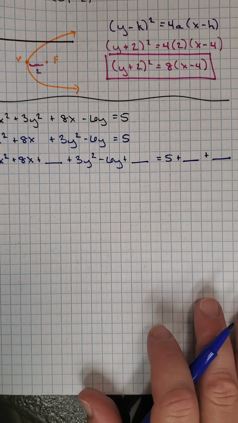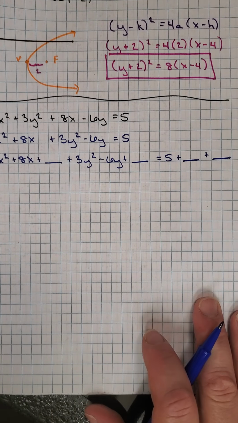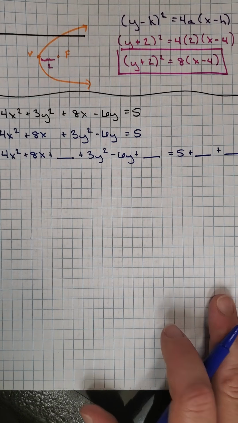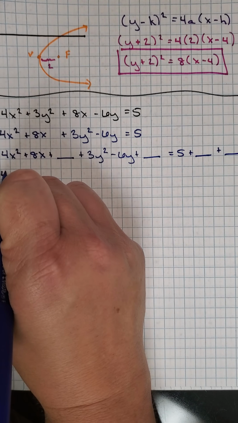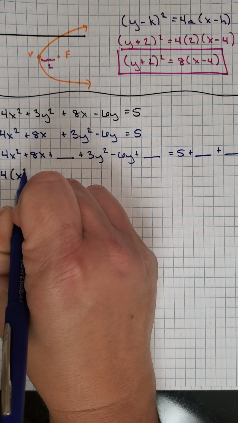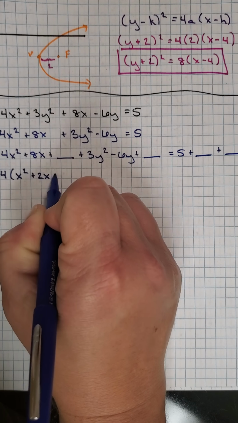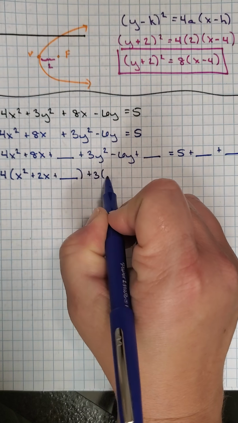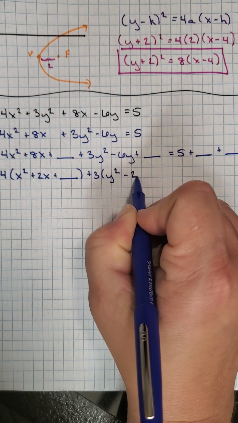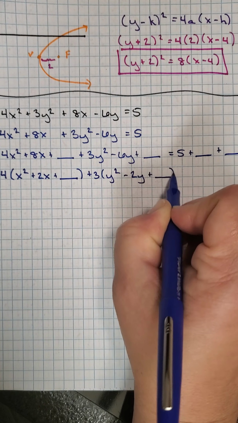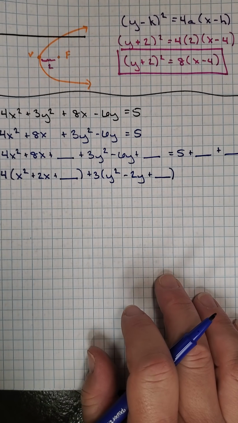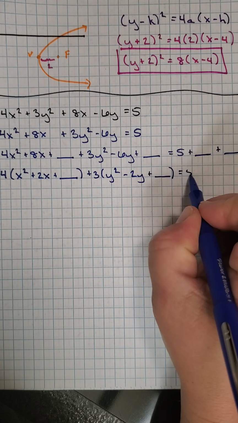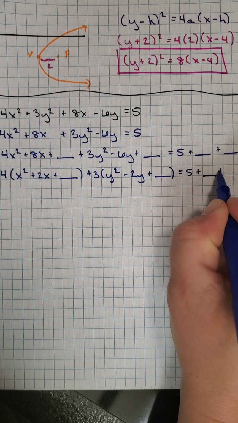Actually, before I complete the square, I do need to pull out that number in the front. So I'm going to pull out a 4 here for the x's. So we have 4 times (x² + 2x + blank). Here we'll pull out the 3 and have (y² - 2y + blank). Whatever our blank is going to have to multiply times that number in the front. And then on the right, we still have 5 + blank + blank.